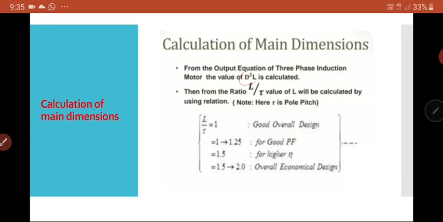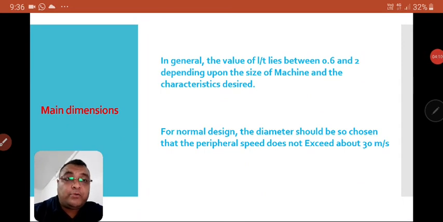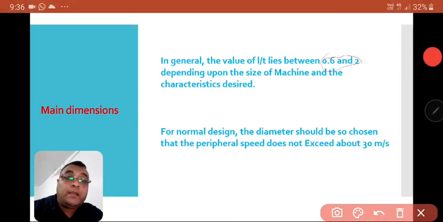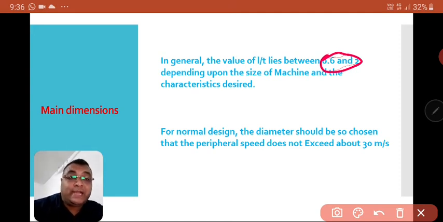When we decide this L by tau value, it is easy to calculate the values of D and L. We now have two equations: one starting with D square L, and another giving the relation between L and tau. In general, the value of L by tau lies between 0.6 and 2, depending upon the size of the machine and the characteristic desired. For normal design the diameter should be so chosen that the peripheral speed does not exceed about 30 meter per second.